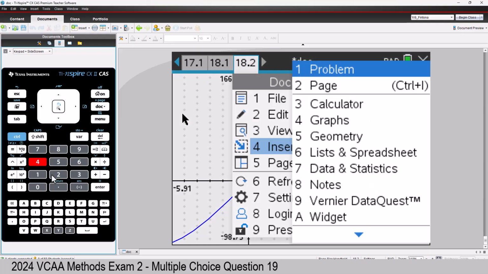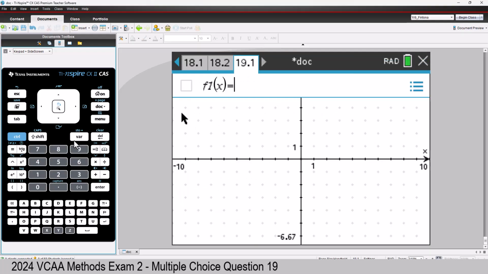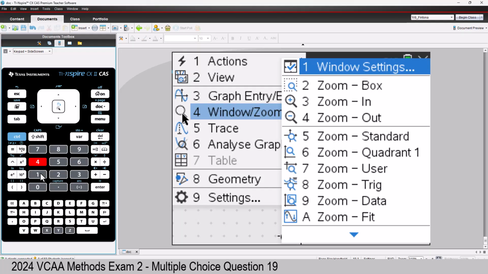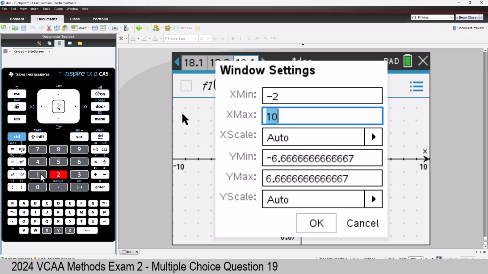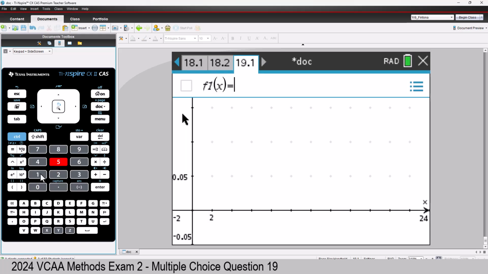A diagram is always good. With the amount of information that we have gleaned from the question so far, you can actually draw a reasonably good graph using your calculator. A quick check to see how we're doing.